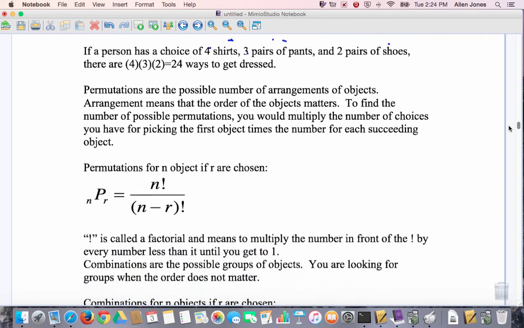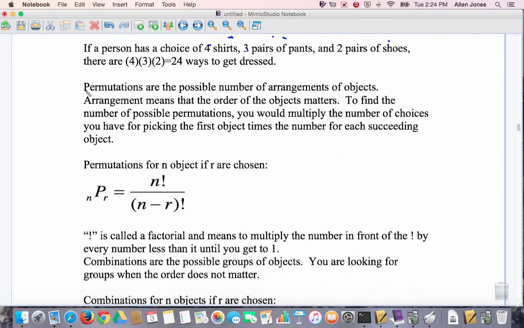A lot of our work will be with what's called permutations and combinations. Permutations are an arrangement of objects in a particular order. To find the total number of permutations, you multiply the number of choices you have picking the object for each succeeding object. Here's a formula for a permutation.